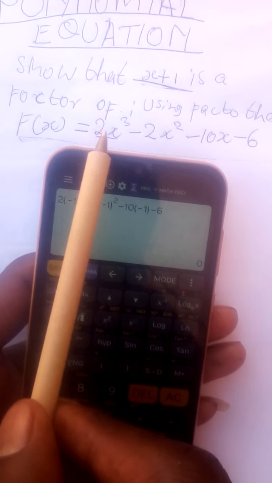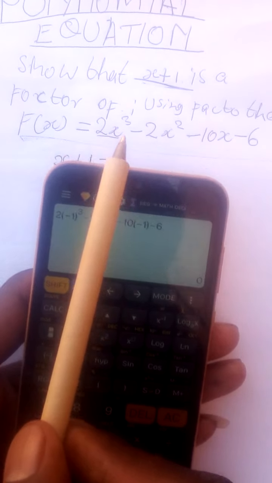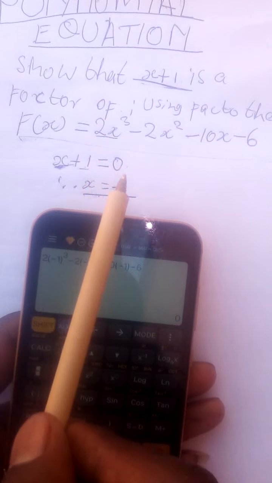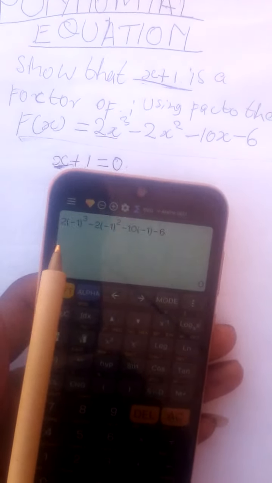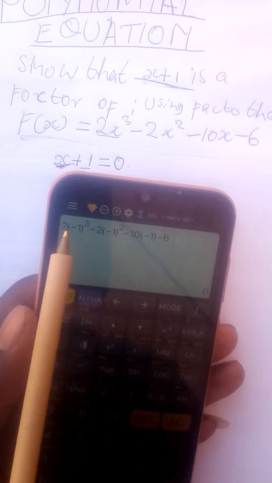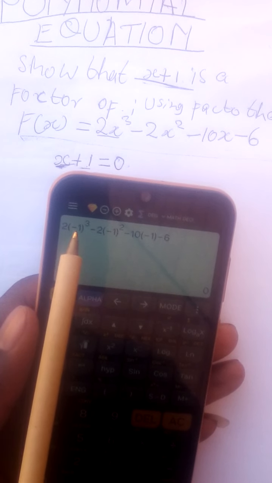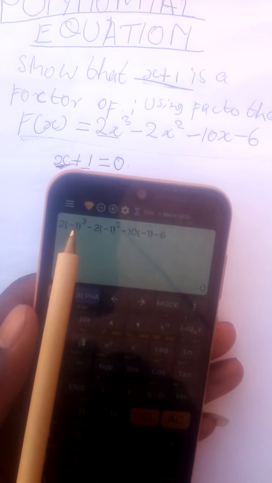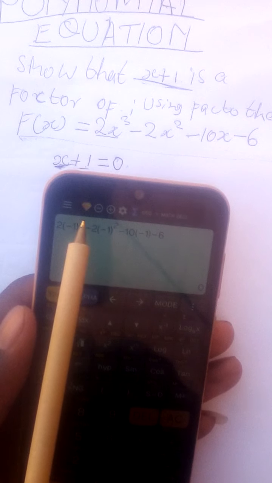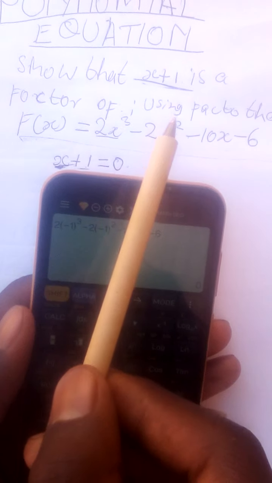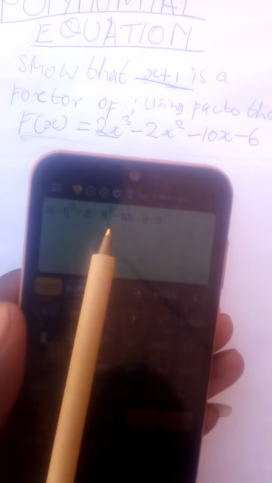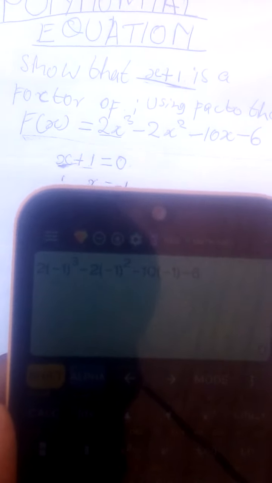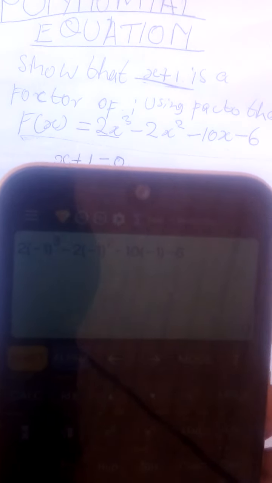We have 2x squared. In the place of x, I substitute -1. So we have 2, and then we have x. In the place of x, I substitute -1, and then we have cubed. Minus 2. In the place of x, I substitute negative. If you don't see, let me get it closer to us so that we can all see.